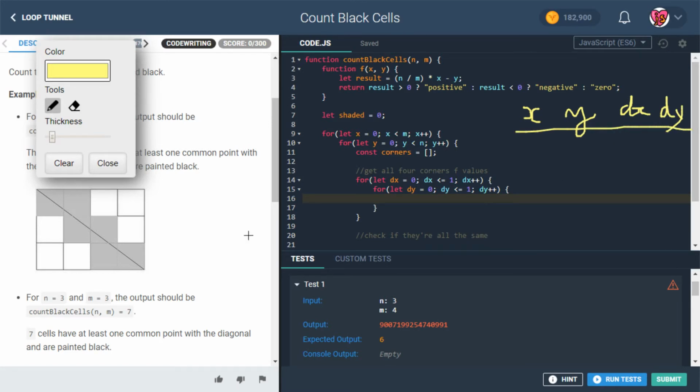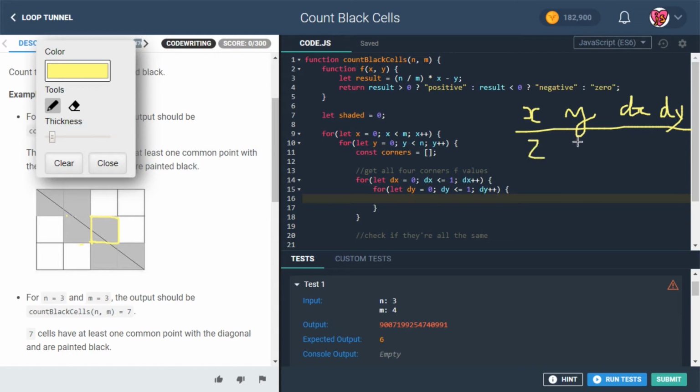So x, y, dx, dy. And let's say we're talking about this cell over here. Anyway, that's the square. So x and y. Oh, no, not that square. Let's do this one, for the sake of variety. Okay, so this is going to be an x value of 2, y value of 1.